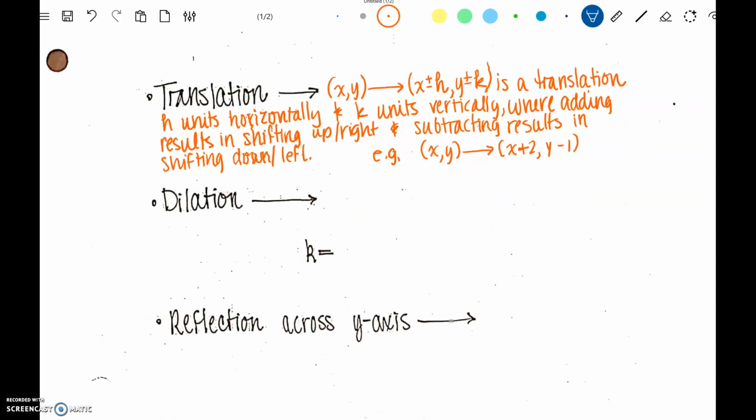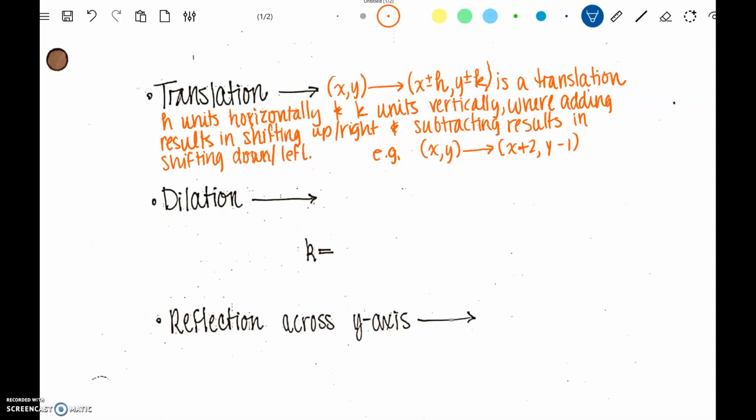The next transformation is dilation. Remember, dilation changes the size of a figure. It doesn't change the shape, but it changes the size. And what a dilation looks like is this point is transformed by taking the x and multiplying it by a number, should have been x, and taking the y and multiplying it by a number. Notice that the x and y are both being multiplied by k, and k stands for the scale factor.